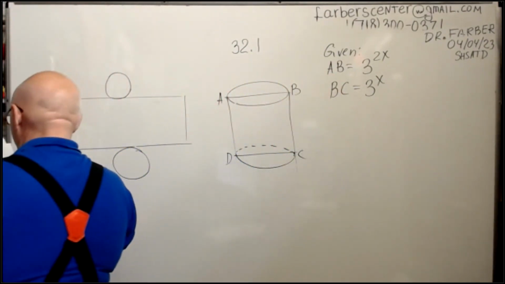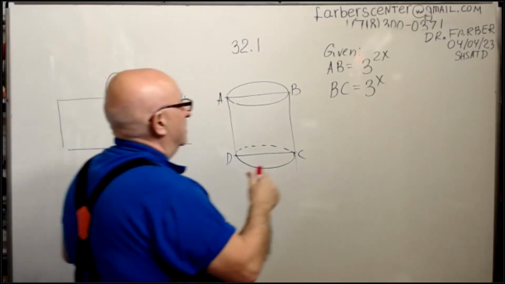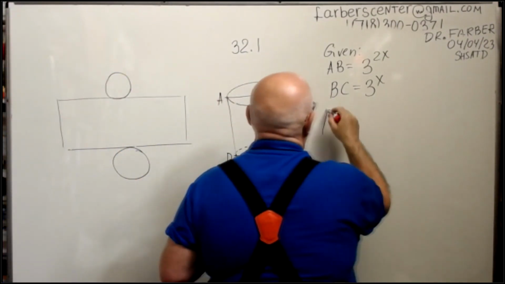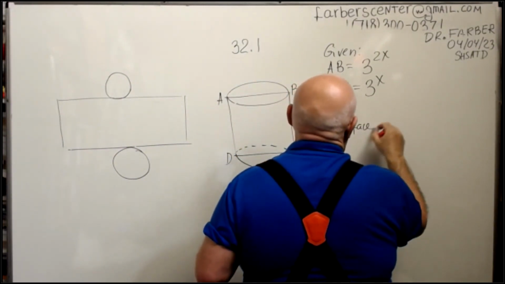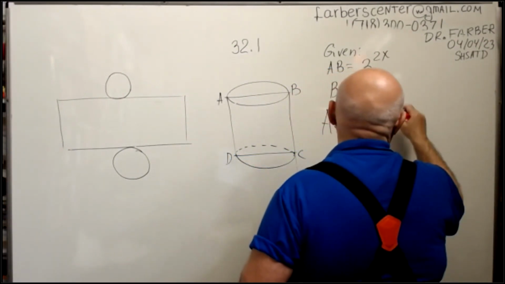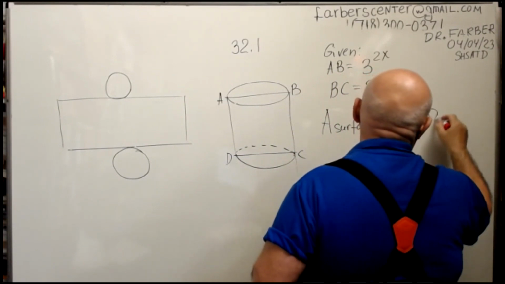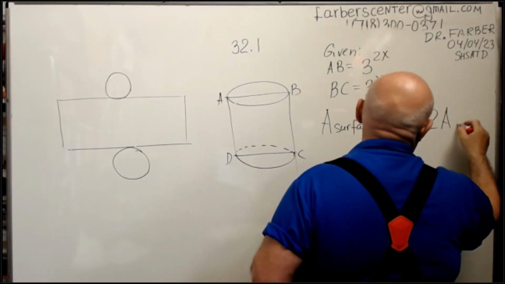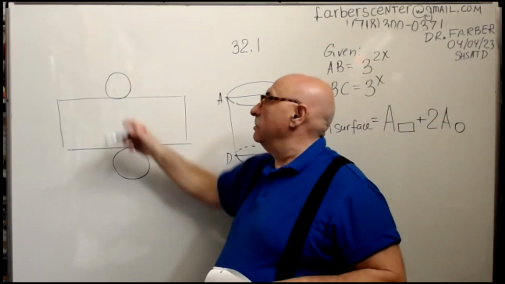So based on this, I can write that the surface area equals the area of the rectangle plus 2 areas of circles. So far so good.